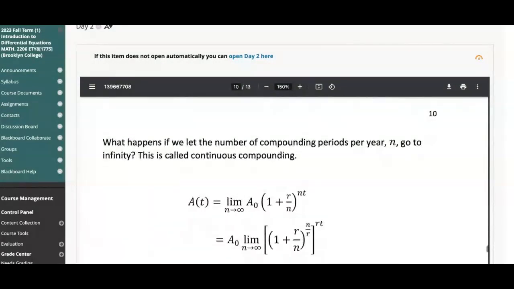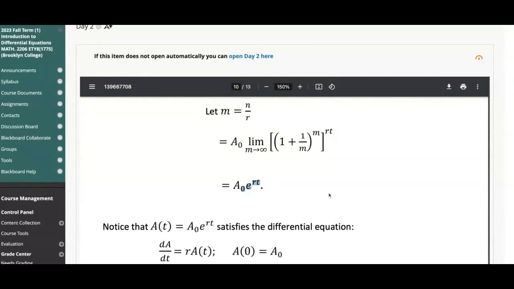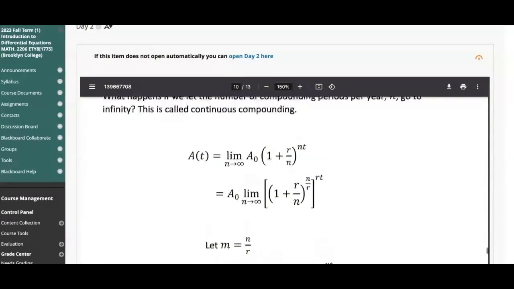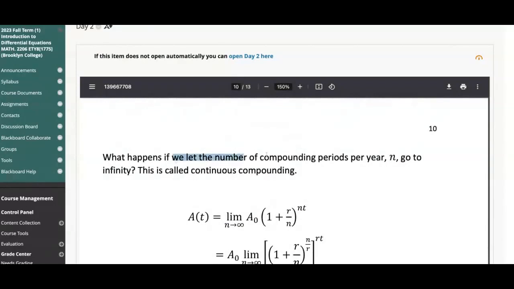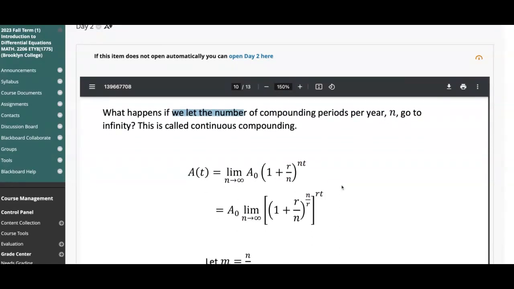And compounded continuously, we use E. What happens if we let the number of compounding periods per year n go to infinity? That means compounded continuously. Every second you think of it, your money in the bank or institution is being compounded, which means the interest is being calculated. So let's take a limit, let n run to infinity. This is 1 plus R divided by n, then raised to nt.